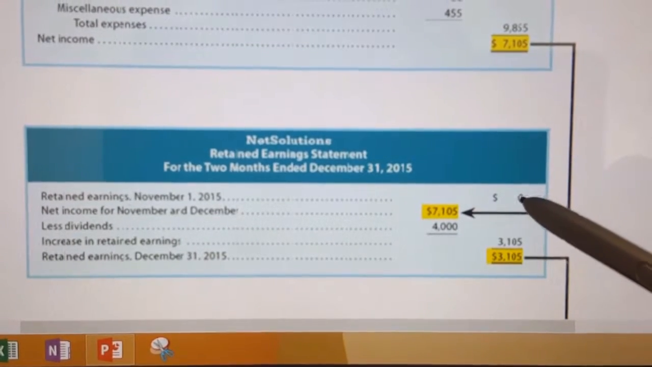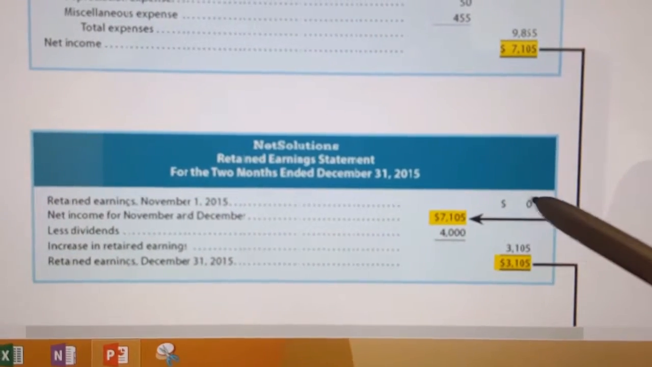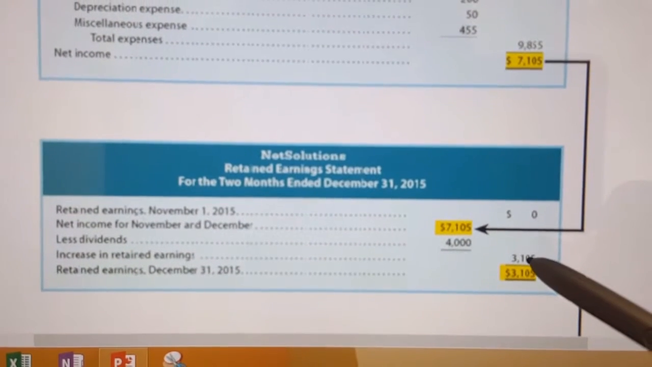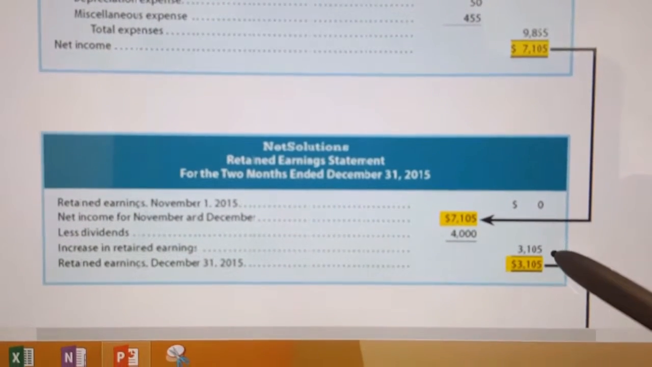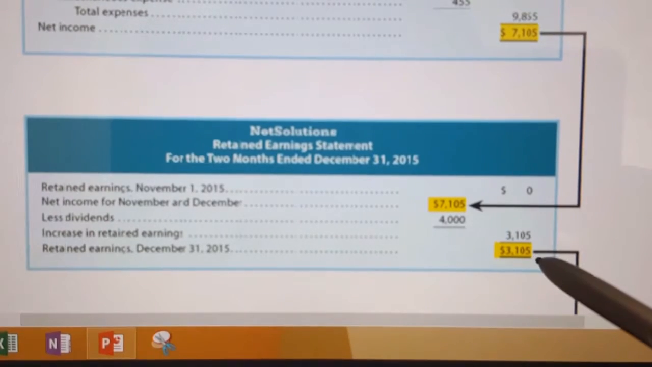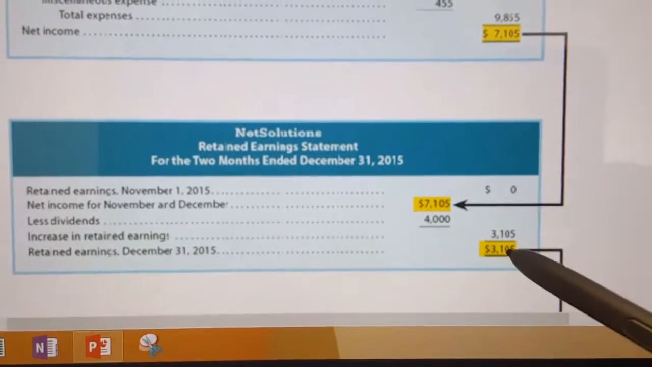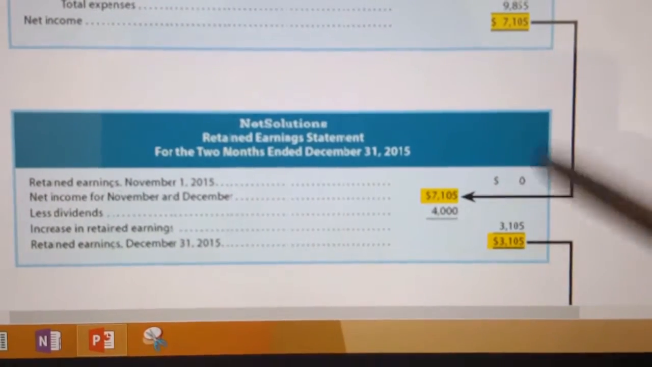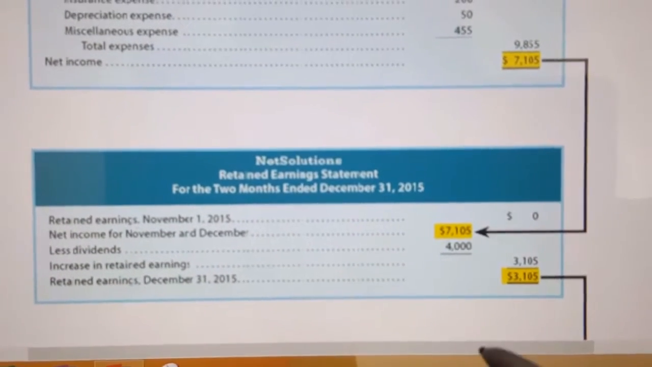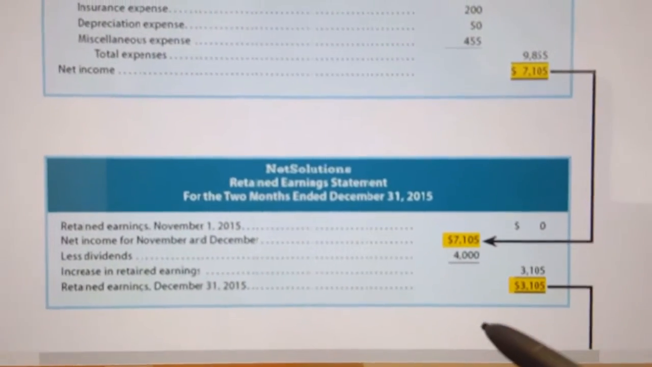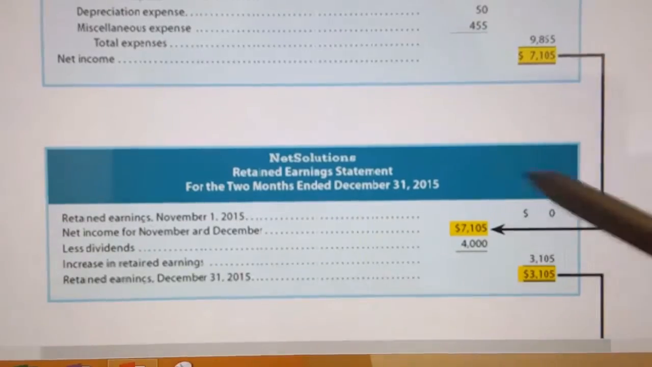The reason this is to the right is because this amount, beginning retained earnings, is going to be added to the increase. So 0 plus 3,105 gives us 3,105. Okay, you have to line your numbers up. Please don't forget that. I take off points for that. Are you with me so far? Awesome. So that's your statement of retained earnings.